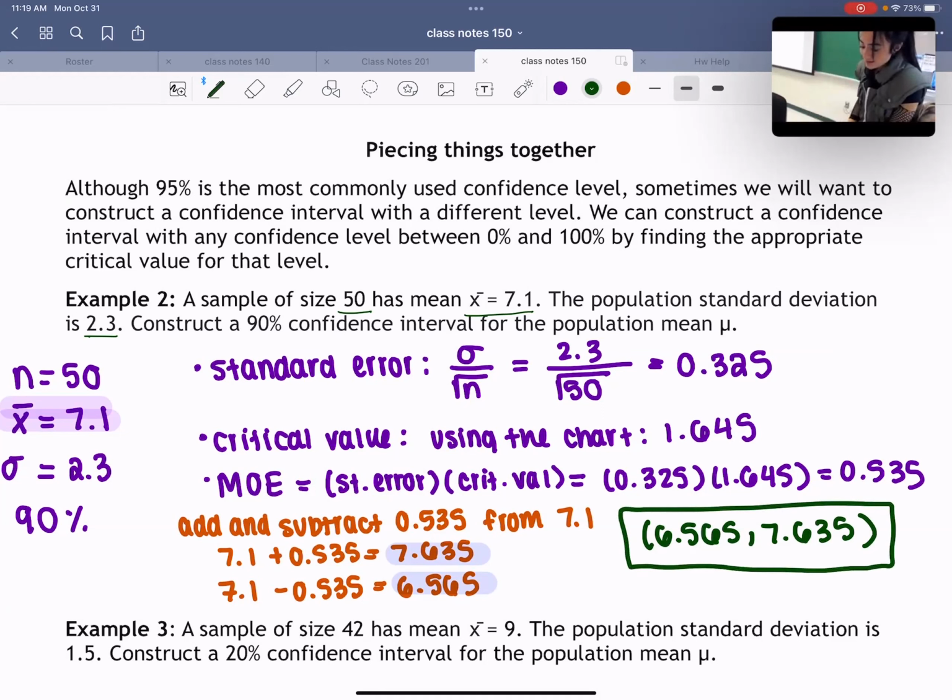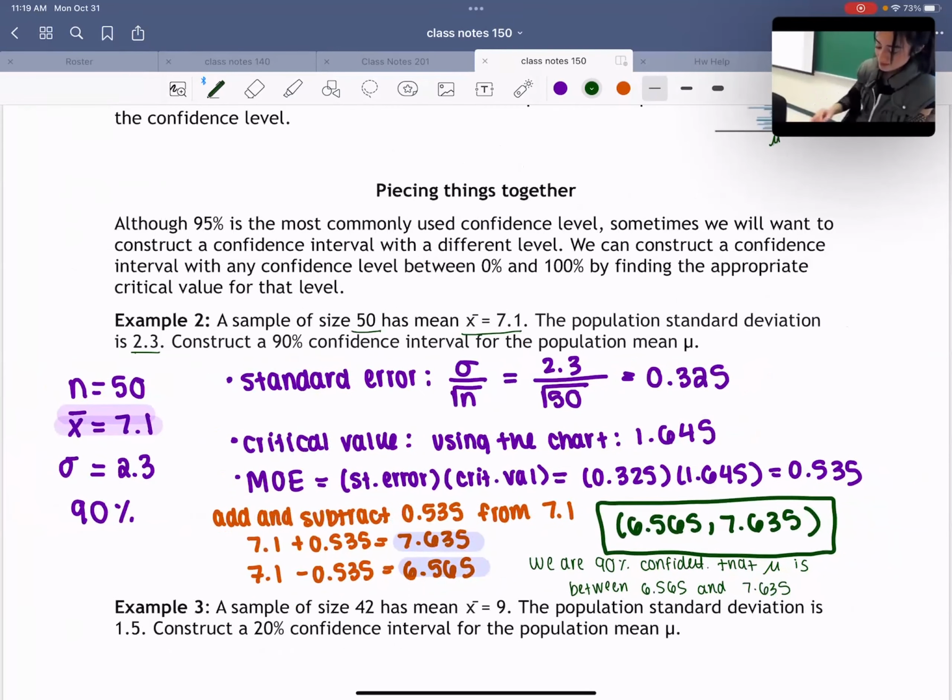I know I didn't ask you in the question, but how would I say this in words? Using the correct phrasing, we are 90% confident that the interval is those two numbers, right? Close, pretty much like that. The population mean is between. Good. Instead of writing population mean, I'm lazy, I'm just going to write mu, is between the two numbers, 6.565 and 7.635. Okay. Any questions on example number 2?